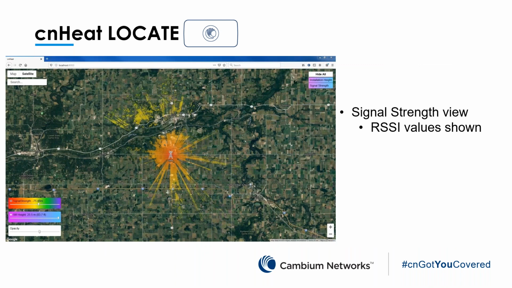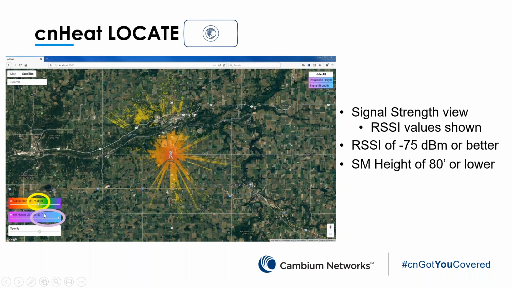So what is this minimum SM height? What I'm showing you right here is an example of coverage, showing a signal strength view. If we look over here, you see my mouse circling around the signal strength indicator, and you can see right now it's set to -75. In this example, we show all the coverage at -75 dBm or better. The second thing that we're showing is all the coverage that also includes wherever you can mount an SM if you were to put it 80 feet off of the ground or on top of a roof.